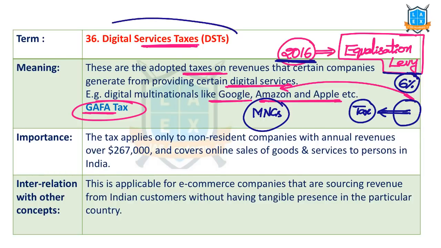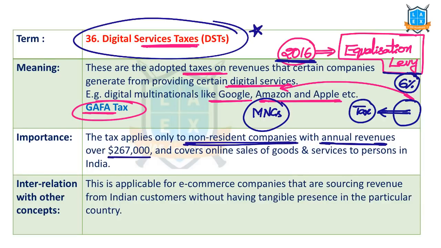Now in this budget, a digital services tax, a separate tax, is proposed. This tax applies only to non-resident companies with annual revenues of more than $267,000, and they cover online sales of goods and services in person in India. Then only this tax is applicable. This digital services tax is applicable to e-commerce companies also.